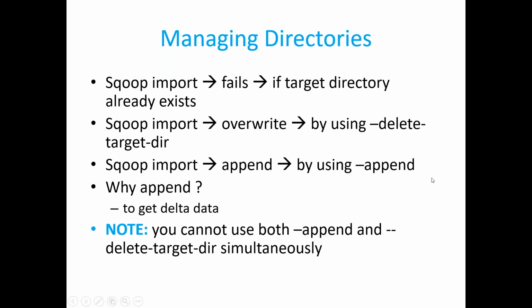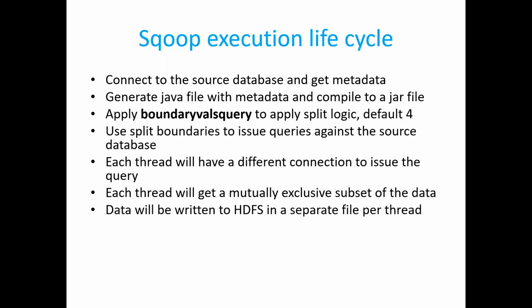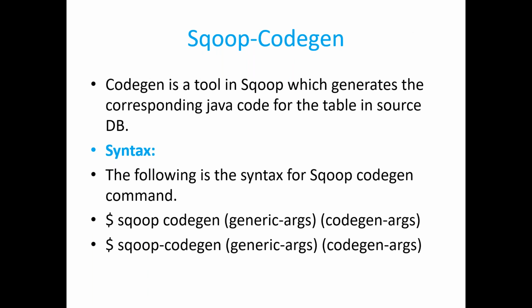So three things might happen when you perform an import operation, right? Your import might fail if you have the target directory available, and you can override that if you want by using delete target directory. If you want to append the data, you can go with -append. CodeGen is called internally by Sqoop import. You don't need to call it manually; it's automatically called.